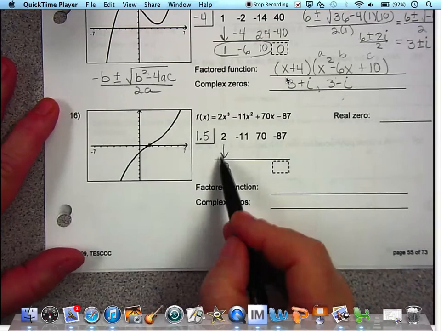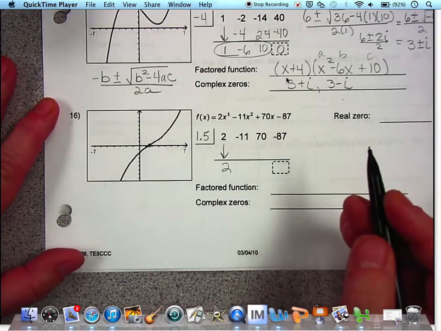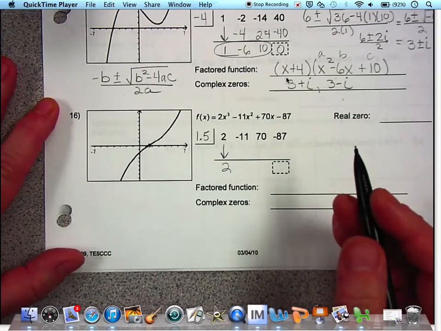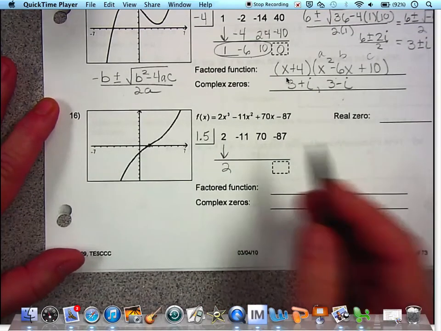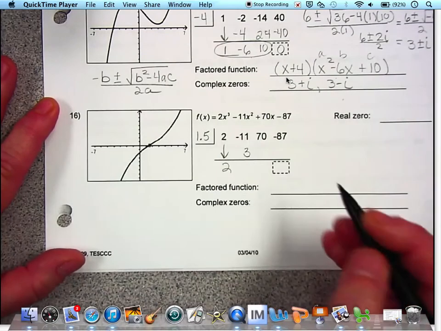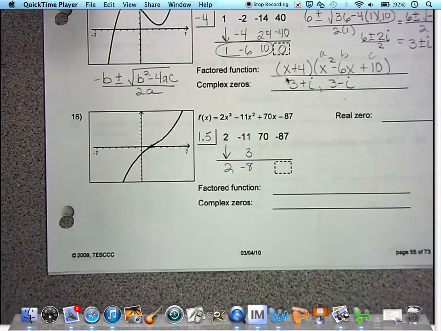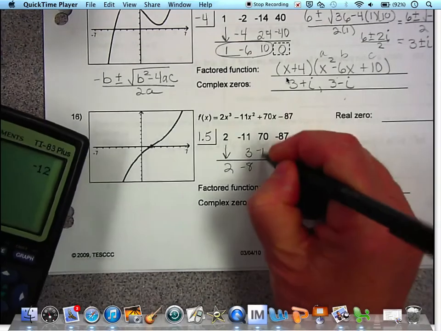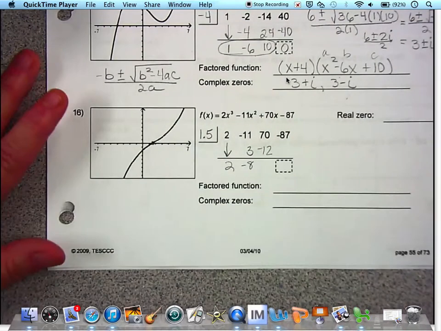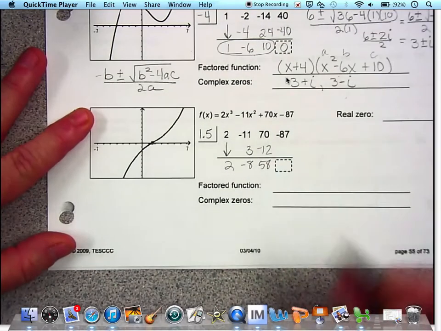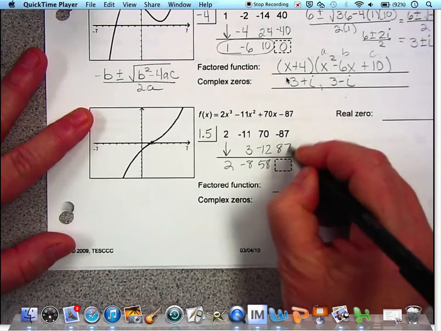We're bringing down the 2 times 1.5. What's 2 times 1.5? 3. Negative 11 plus 3. Negative 8. Negative 8 times 1.5. Negative 12. 70 minus 12. 58. 58 times 1.5. I bet it's 87.